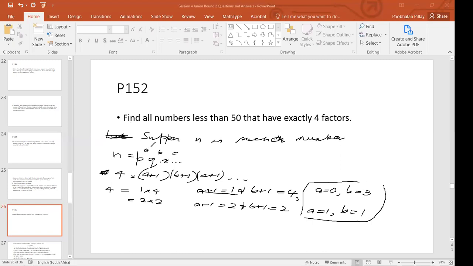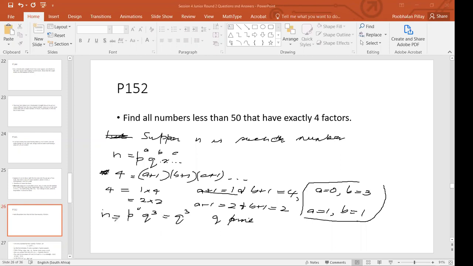Our problem is you needed to find these factorizations. So you got n is equal to, now here, a is 0, p to the power of 0, and you only have one more, q to the power of 3. So n is q cubed. So n is going to be equal to q cubed, where q is a prime number.